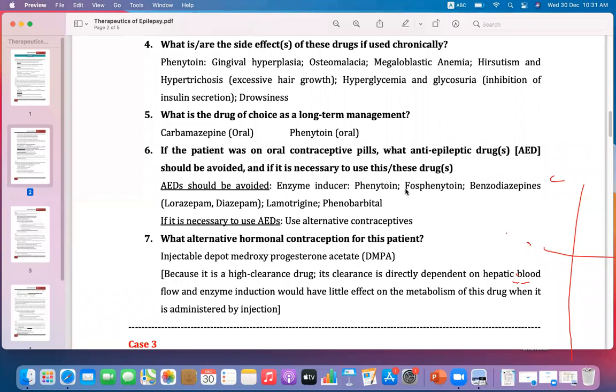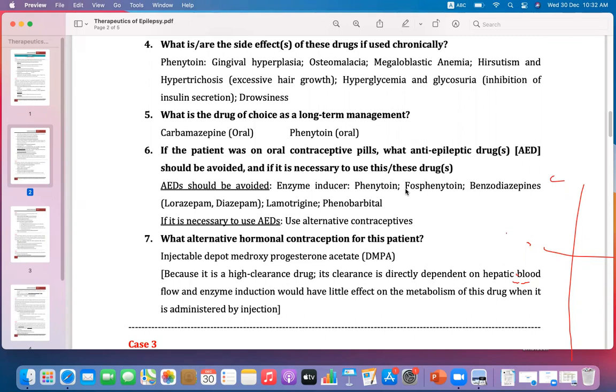Suppose, let us see the example of oral contraceptive pills. If a woman patient is taking oral contraceptive pills plus phenytoin, or we can say benzodiazepines, what will happen? As we know, phenytoin and benzodiazepine increase the clearance rate of oral contraceptive pills, because due to excess of the enzyme, the drug is metabolized rapidly and excreted from the body.